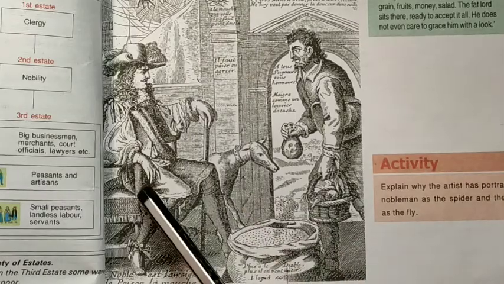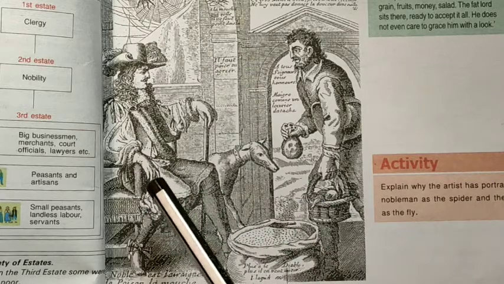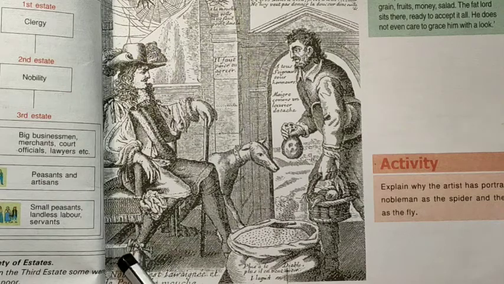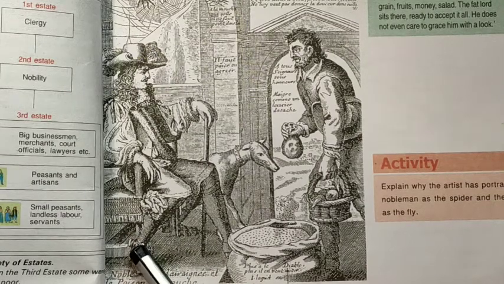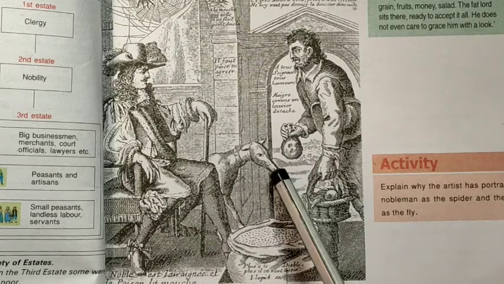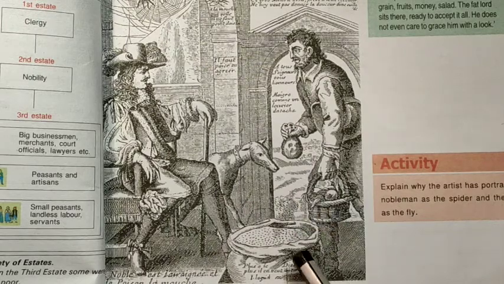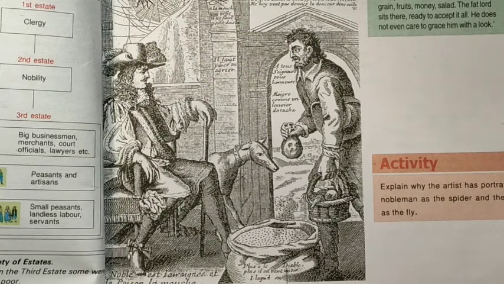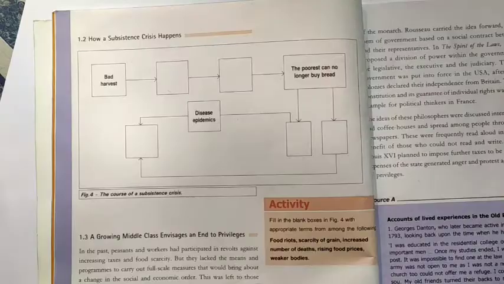This picture here shows how the rich are becoming richer and the poor are becoming poorer. This man, who is a nobleman, is collecting tax in the form of money and in the form of food grains from the poor. The poor person has to offer whatever he has got, so he is giving his little earned money and grains to the nobleman. It shows how unfairly society is treating its people.